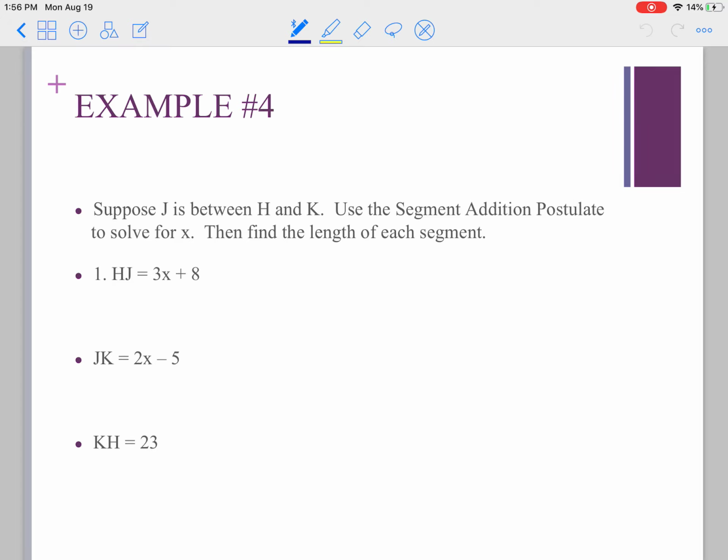Suppose that J is between H and K. So we have to draw a segment. So we have our segment, and we know that J is between H and K. That is this portion of the question. Now we're going to use the segment addition postulate to solve for x and then find the length of each segment. So go ahead and pause, see if you can work it. And once you're back, I'm going to set up this equation.